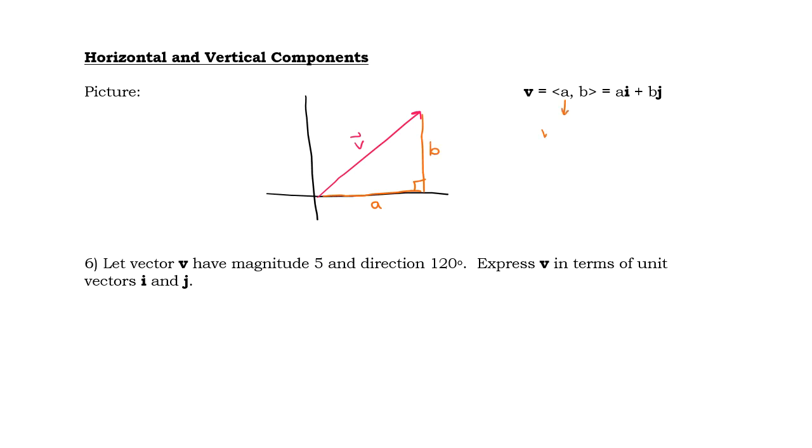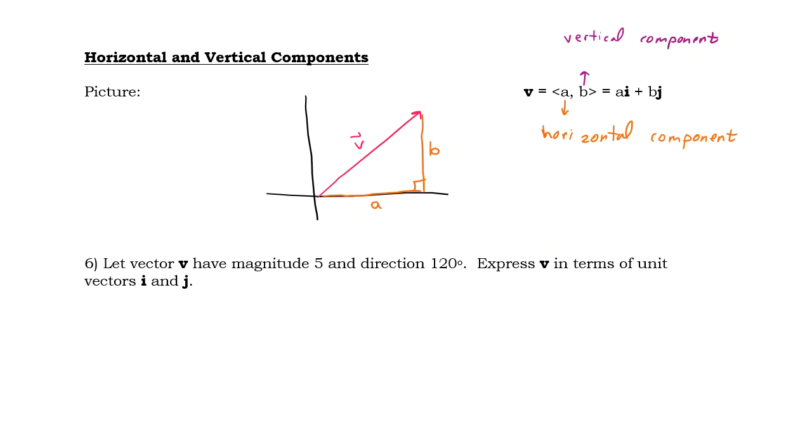So we call a the horizontal component of the vector. It's telling us how much the vector is moving things in a horizontal direction, that particular value. And we call the b value, you guessed it, the vertical component. That value tells us how far the vector is moving something in a vertical direction.